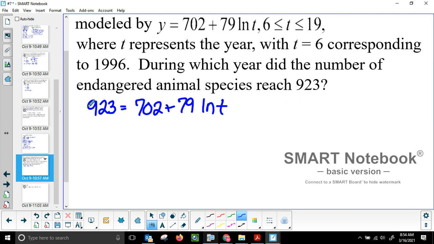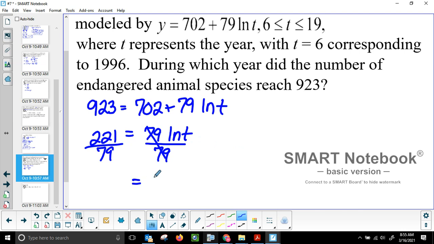Right, so if we just go ahead and plug in our 923 for y here, because they wanted to know when the number of endangered species would reach that number. First I'm going to subtract 702 from both sides. That'll leave me with 221 here. And then, of course, we divide by 79.